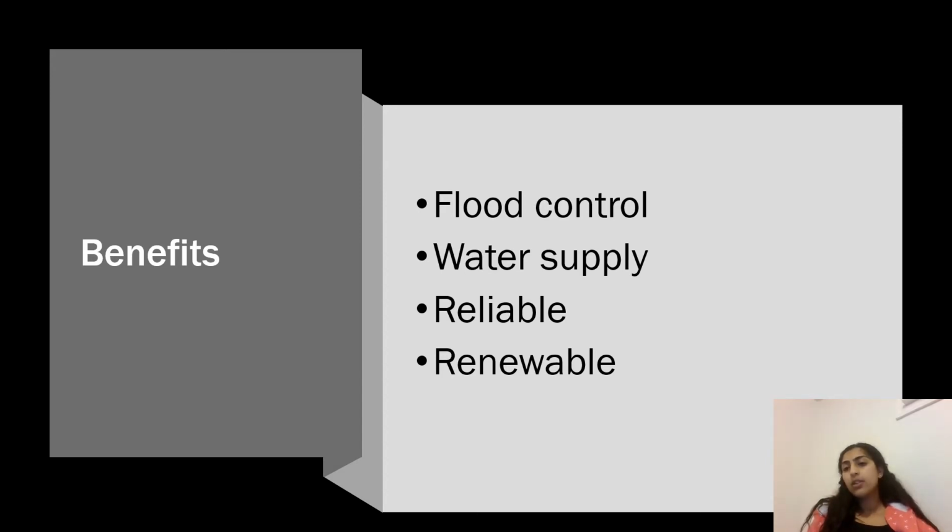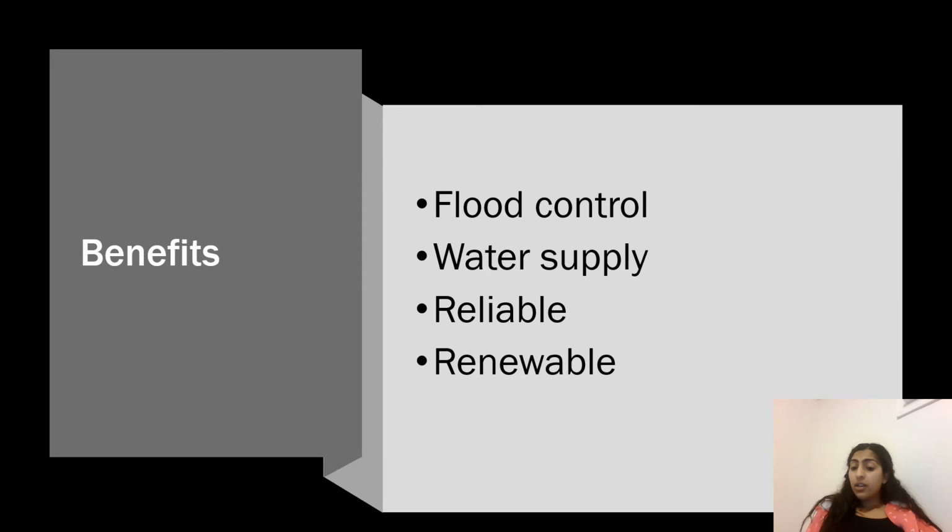The next point is water supply. Let's say that there is not enough water supply in a region, but we have stored water in the dam or reservoir, which we can release and use to meet the needs of that time, and that's how we can cope with the situation. So basically it helps from both sides. If there is a flood and more water, we can store it. If there is less water supply, we can use the water from the dam.